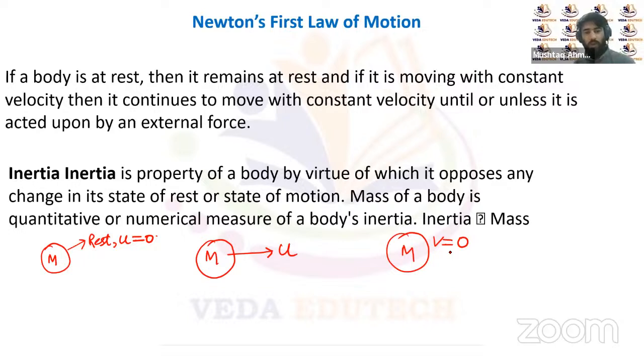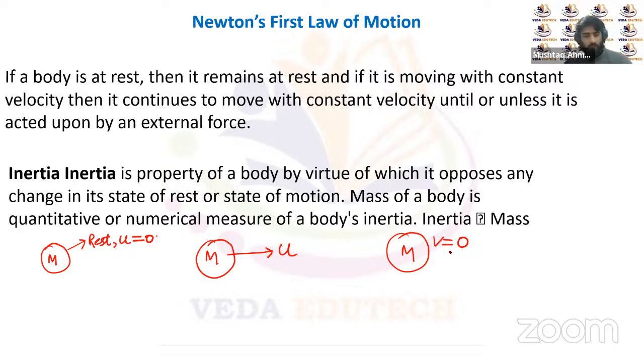And there is one more important property of any physical body, right? That's the property of inertia. Inertia is just the opposition offered by the body to change its state, right? If the body is at rest, then because of inertia, the body will be reluctant to change its state of rest to the state of motion, right?